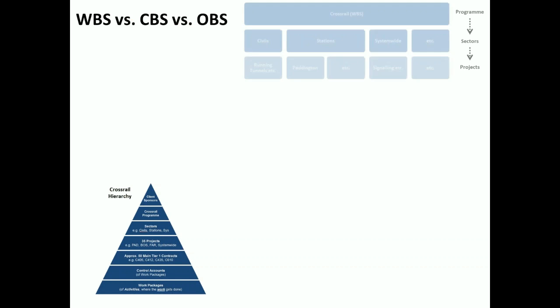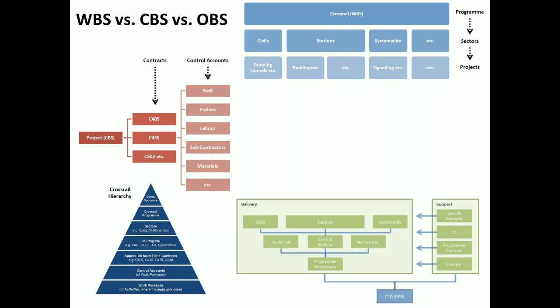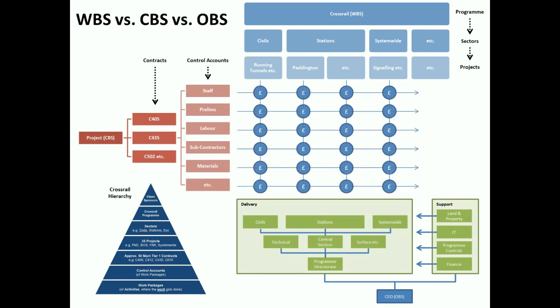But from a controls perspective, what's absolutely essential is that we get our work breakdown structure and our cost breakdown structure and our organizational breakdown structure completely aligned. So what we spent an awful lot of time and effort on here is to make sure that when we procure the works, we've procured everything that fits into this alignment structure between WBS, CBS and OBS.